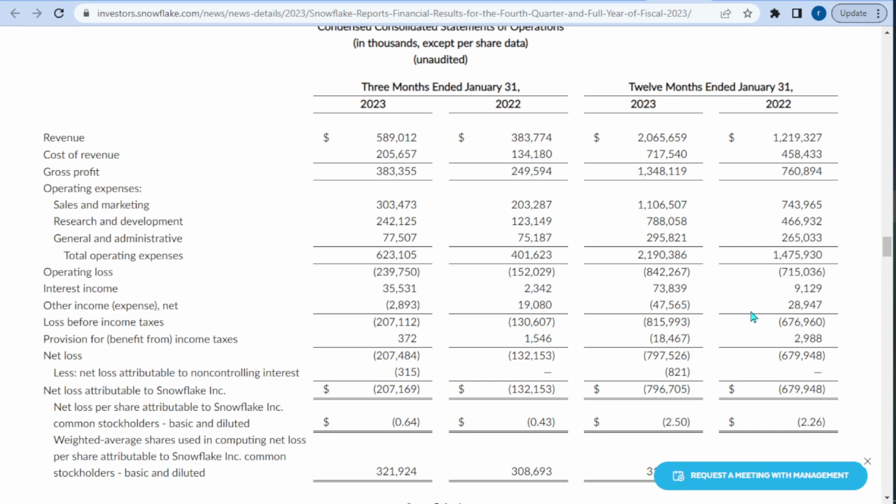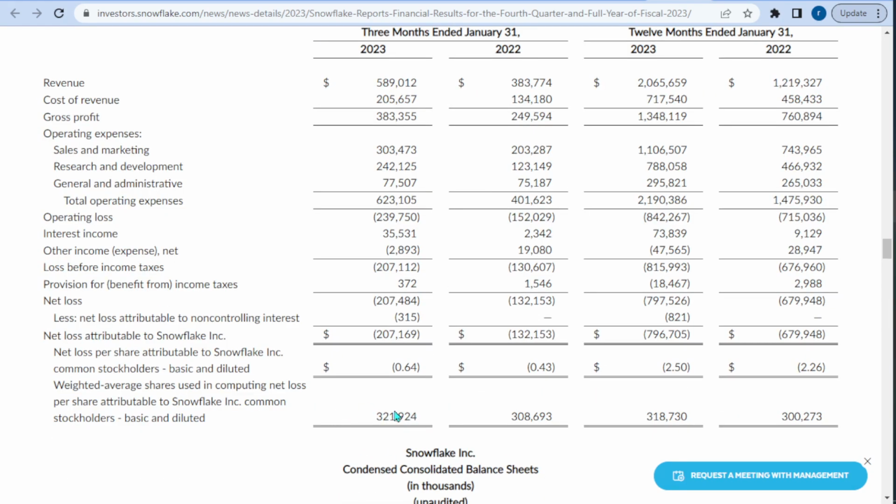So right here, obviously if a company is losing money, you want to see, are they actually losing money? So that is when you start looking at the cash flow statement. Now, one more thing before we move on, a very important thing to look at is the shares outstanding. So right here in 2022, we had shares outstanding of 308.7 million. Here in 2023, we have about 322 million. So this number went up quite a bit. That's never really a good sign because that means that investors are getting diluted.